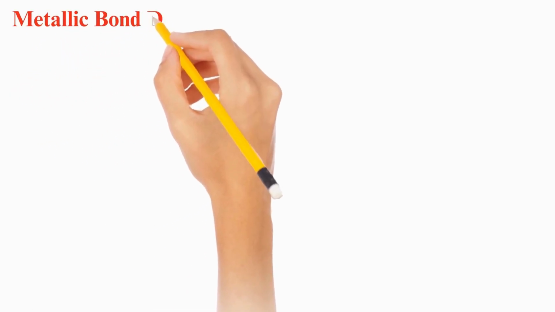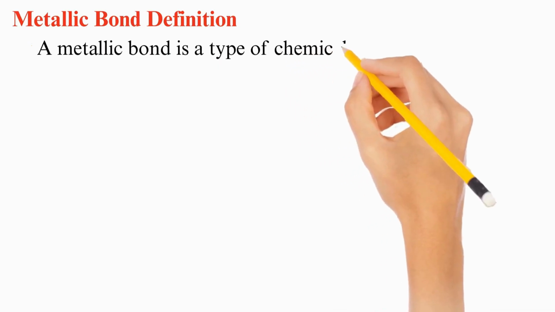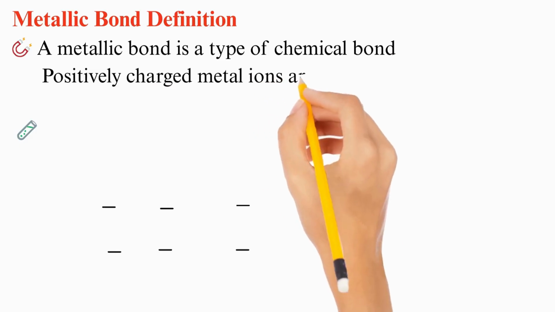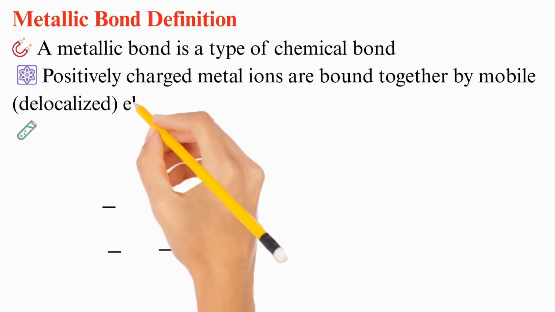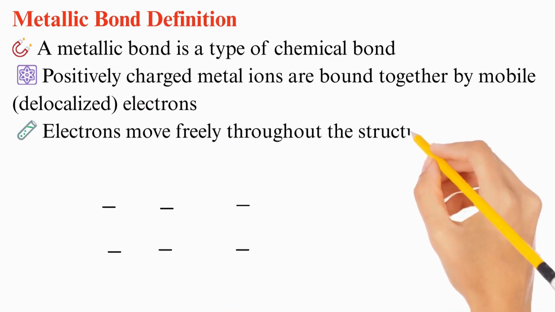Metallic bond definition. A metallic bond is a type of chemical bond. Positively charged metal ions are bound together by mobile, delocalized electrons. Electrons move freely throughout the structure.